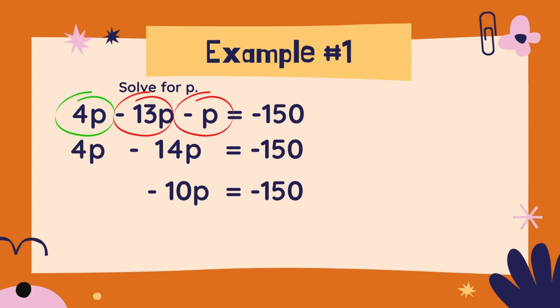Now we have simplified the left side of the equation. We have a one-step equation remaining. The p is being multiplied by negative 10, so let's divide by negative 10. When we divide both sides of the equation by negative 10, that will give us p equals positive 15.